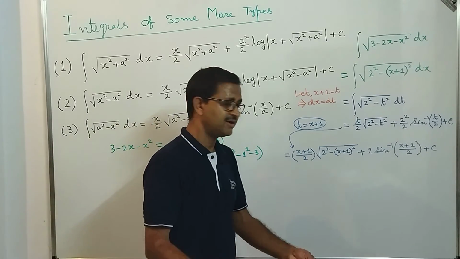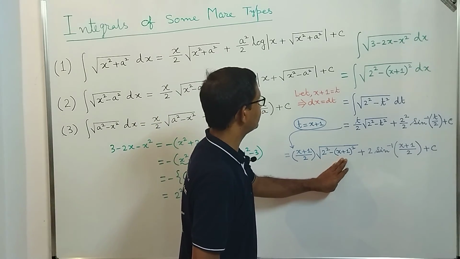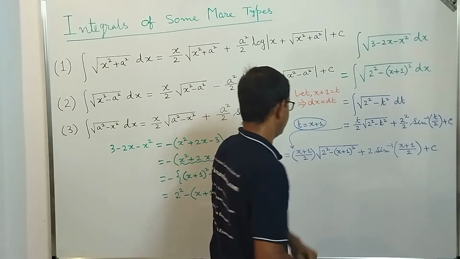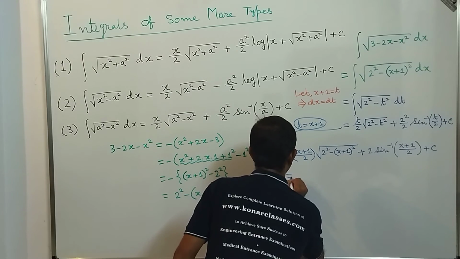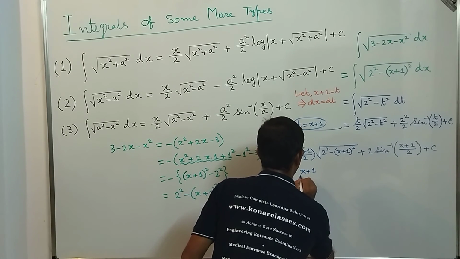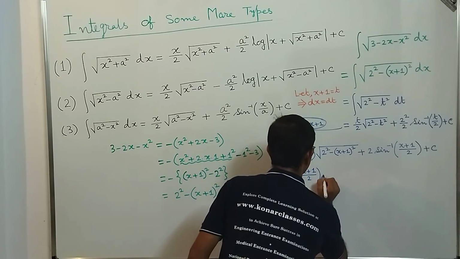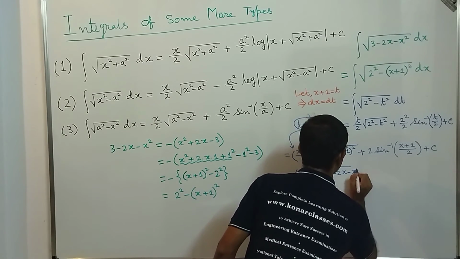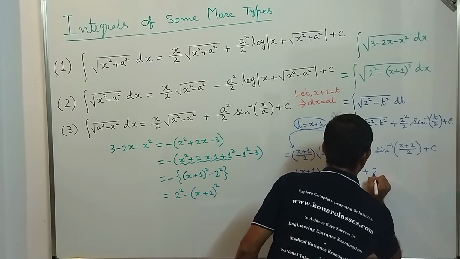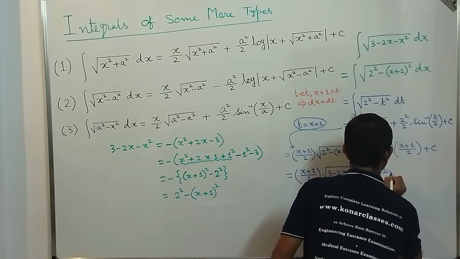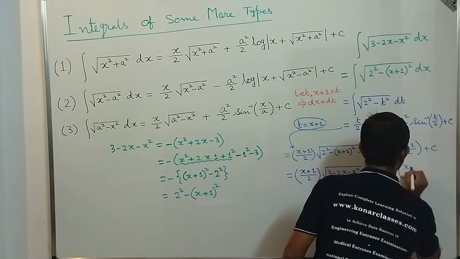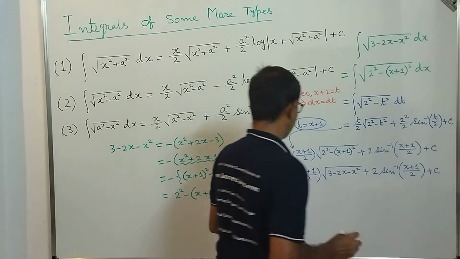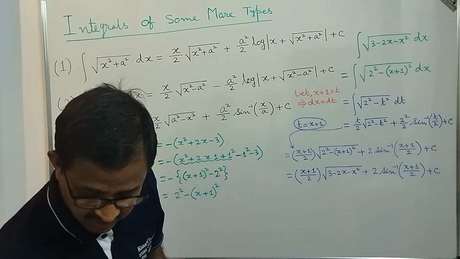Now dear students, we are done. Square root of 2 square minus x plus 1 whole square is nothing but square root of 3 minus 2x minus x square. So we can write here that this is equal to x plus 1 by 2 into square root of 3 minus 2x minus x square, plus 2 into sine inverse of x plus 1 by 2, plus c, and we are done. This is the value of the integration.